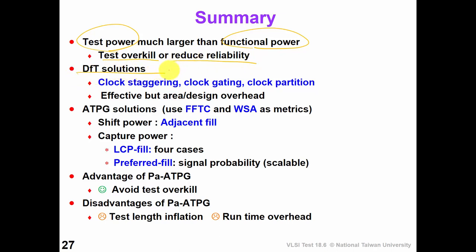There have been many DFT solutions such as clock staggering, clock gating, clock partition. They are effective, but they cost area or design overhead. There are also ATPG solutions which use flip-flop toggle count or WSA as IR drop metric. We have introduced adjacent fill to reduce shift power. We also introduce LCP fill and the preferred fill to reduce capture power. The advantage of power aware ATPG pattern is that we can avoid test overkill. And the disadvantage of power aware ATPG is that we suffer from test length inflation and also runtime overhead.